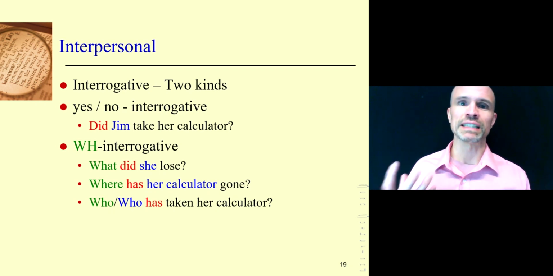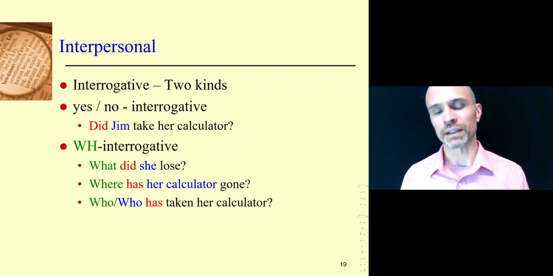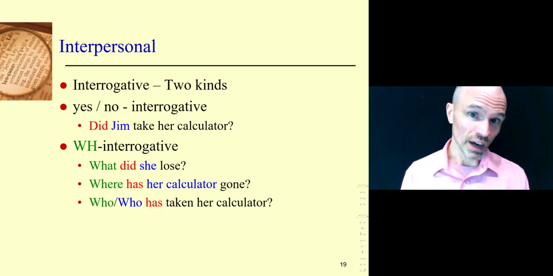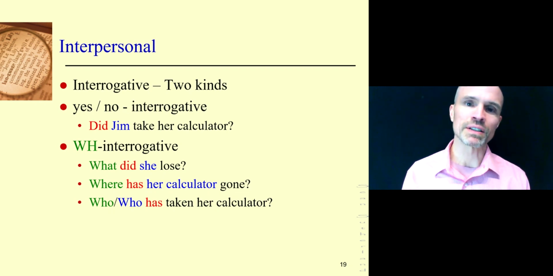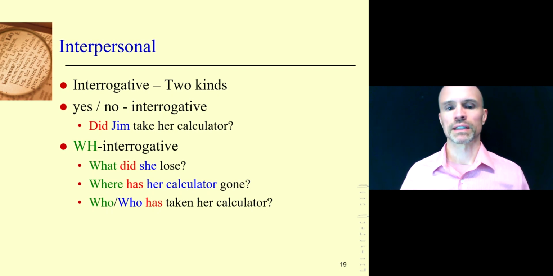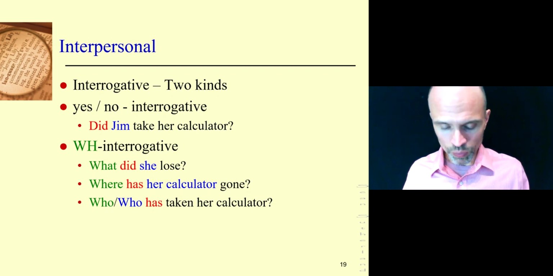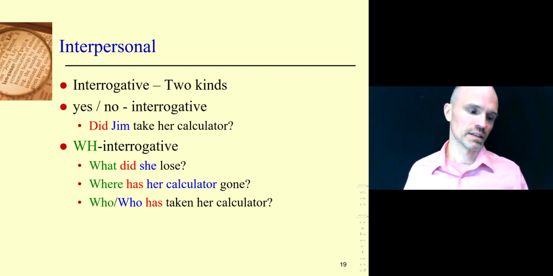The word in green in all of these is the missing information. But with what did she lose, the missing information is the object. With where has her calculator gone, the missing information is the location of the calculator, which would probably be a prepositional phrase like in the bin. With who, the missing information is the subject. So in that case, and that case only, the order is subject finite.